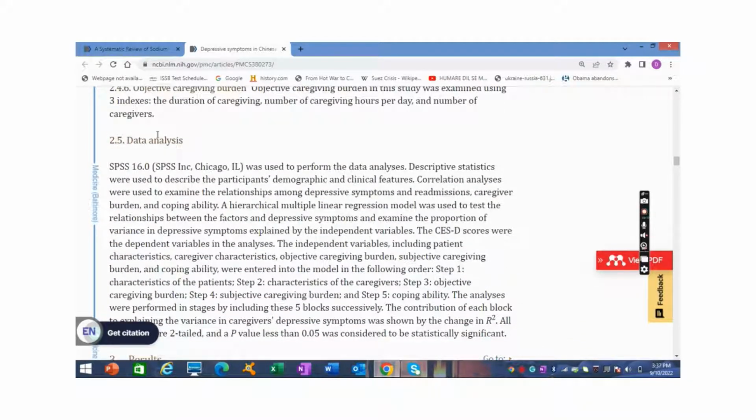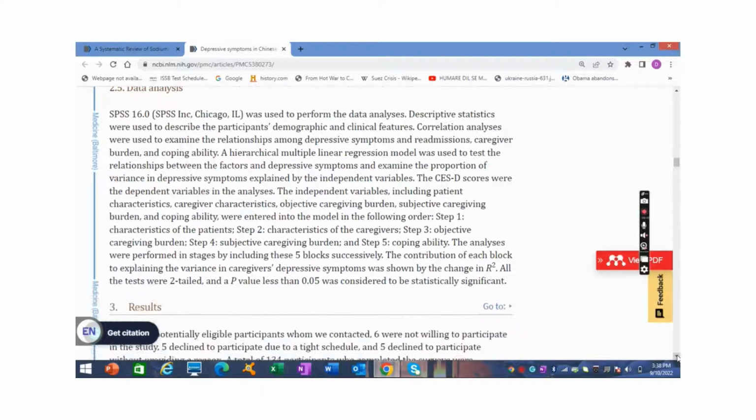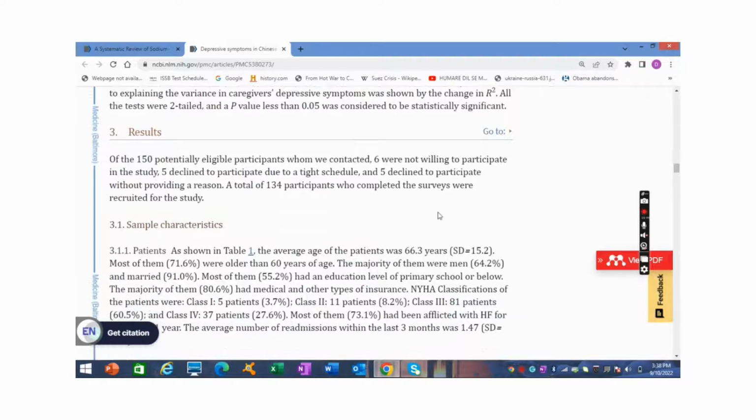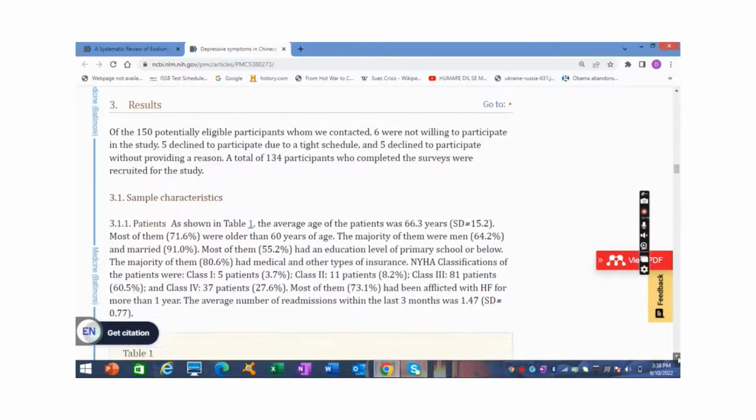Now the researcher is also telling you about the data analysis. How did he analyze the data? SPSS 16 was used to perform the analysis. Okay, so the researcher is telling you that he used SPSS version 16. Descriptive statistics were used to describe the participants' demographic characteristics. The researcher is telling you how he analyzed the data. This is the method; the method is being continued. The researcher continues to tell you how he performed all his research. Now here in this section, the researcher is explaining the results obtained through such methods.